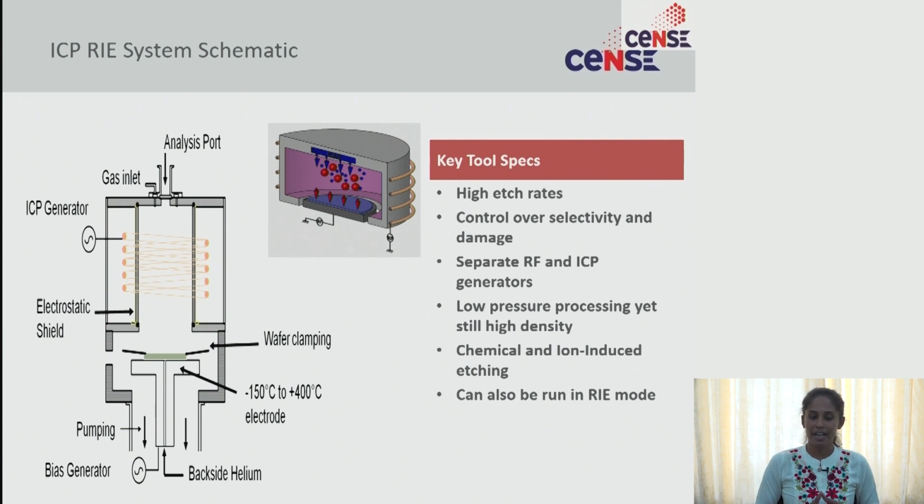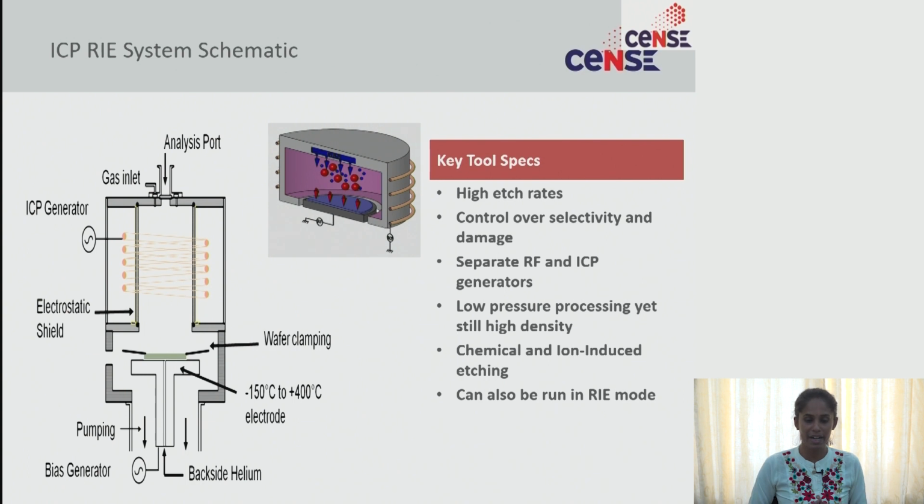Now, as I mentioned, the ICP RIE, RIE is reactive ion etching. Earlier we used to have only RIEs, with only a lower electrode connected to an RF power. But because there was only one RF power connected to the bottom electrode, it was very difficult to control both the ion energy and the density of the plasma. To avoid that, they came up with the ICP RIE, that is inductively coupled plasma reactive ion etching.